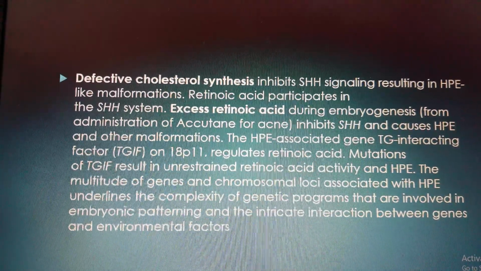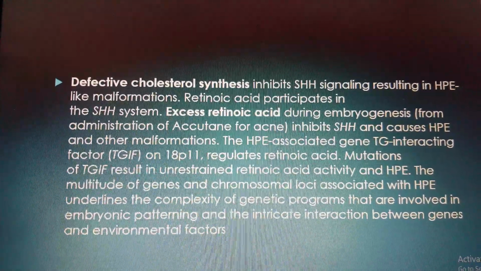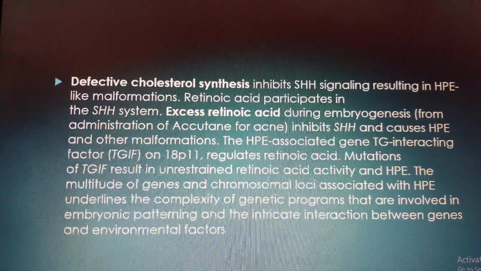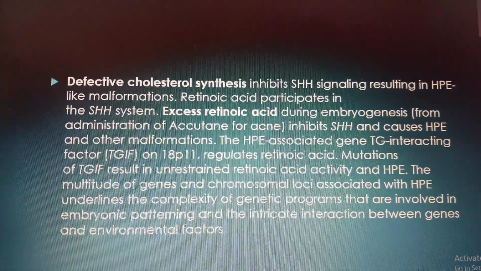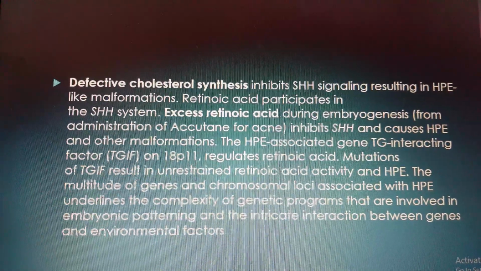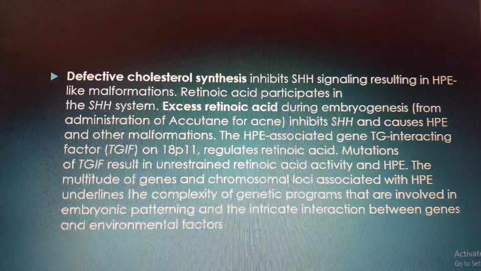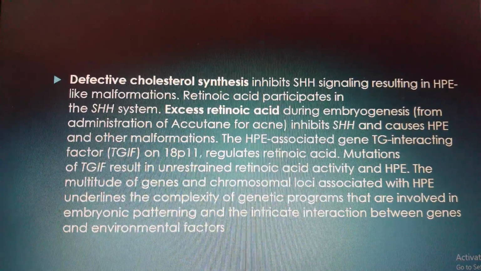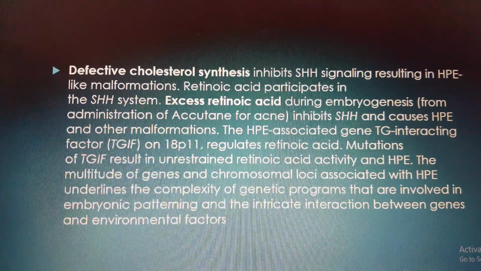The holoprosencephaly associated gene interacting factor TGIF on 18p11 regulates retinoic acid. Mutations of TGIF result in unrestrained retinoic acid activity and holoprosencephaly. The multitude of genes and chromosomal loci associated with holoprosencephaly underlines the complexity of genetic programs that are involved in embryonic patterning and the intricate interaction between genes and environmental factors.